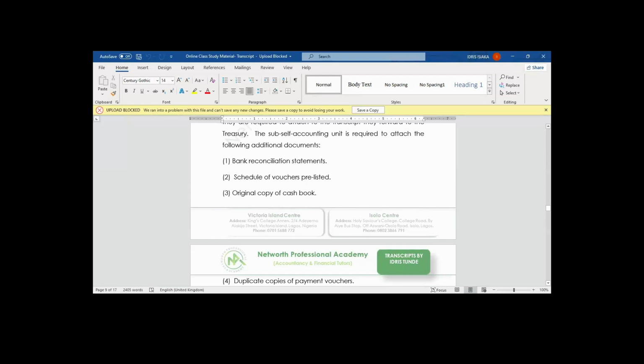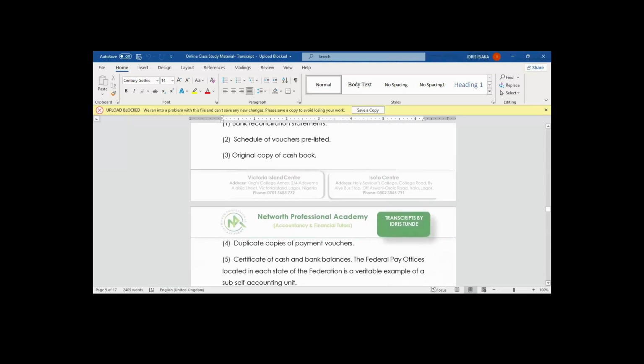And the Accountant General will use the transcript to prepare the audited financial statement for the federal government. So sub-self-accounting units perform similar functions to self-accounting units. But the only difference is that when they are submitting their monthly transcript, they will attach some documents like bank reconciliation statement, original copy of cash book, schedule of vouchers pre-listed, schedules of payment vouchers, and certificate of cash and bank balances.